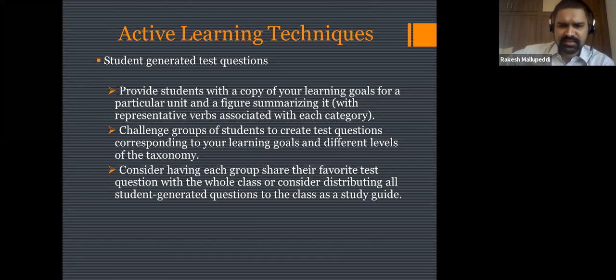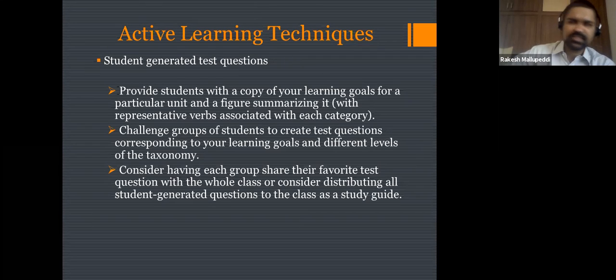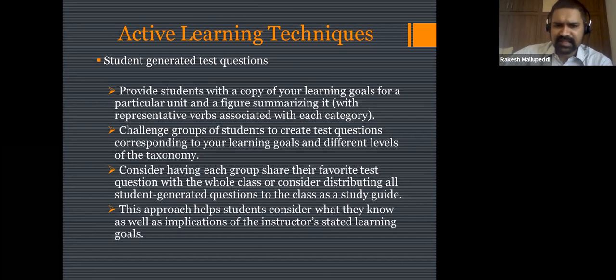So you get the test questions from each group or each student, and then distribute all these questions as a student study guide to all the students. When students come up with different questions, and you collate everything and give it to everyone, for the different questions they come up with different answers. So they study, and again, it helps students consider what they know, as well as the implications of the instructor-stated learning goals.